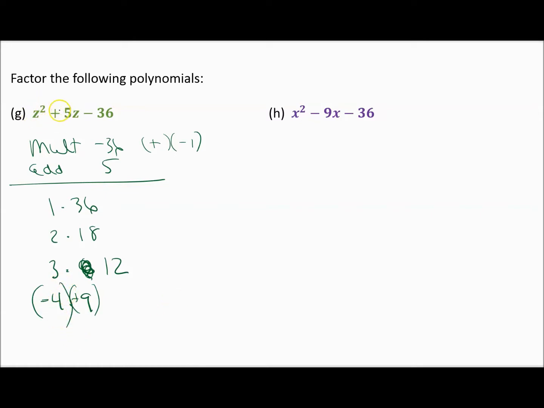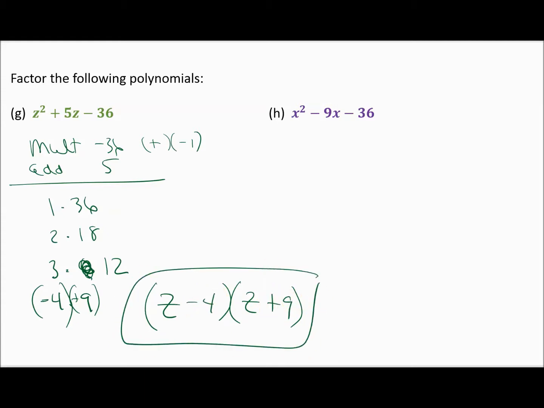So I go look at my variable. It's a z. So I do z in front of both of them, and then I put my two numbers in there. So minus 4 and plus 9. So that is completely factored.